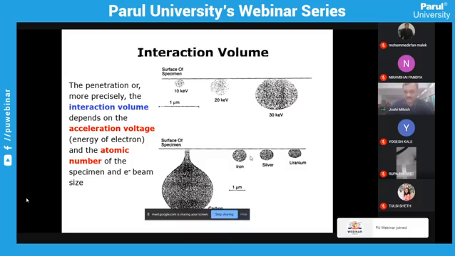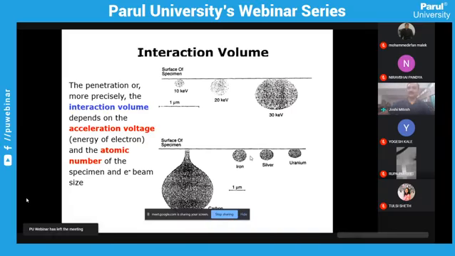If I put 10 kilo electron volt, if I put 20, if I put 30 kilo electron volt, the interaction volume may be different. So interaction volume depends on accelerating voltage. It also depends on the surface of the specimen. If you have a different specimen, you should use a different accelerating voltage, and you have a different interaction volume.